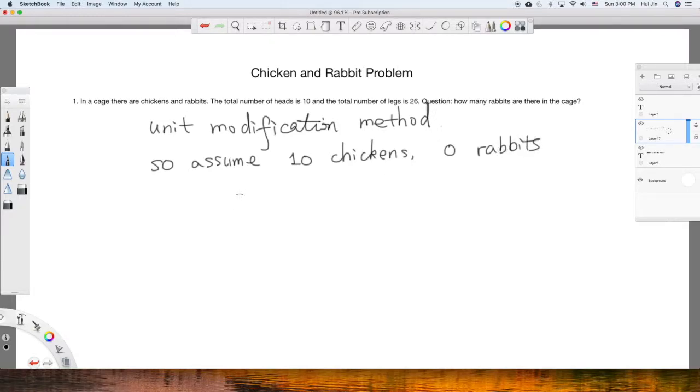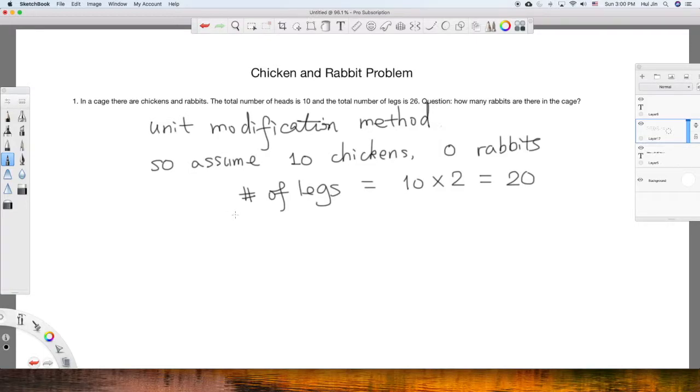Let's look at how many legs. The number of legs equals 10 times 2 plus 0 times 4, so we get 20. Okay, so 20 legs. And of course, the total number of legs in the cage, as we know from the problem, is 26. So we're missing 6. And why are we missing legs? Of course, because there are some rabbits. So we need to replace some chickens by rabbits.